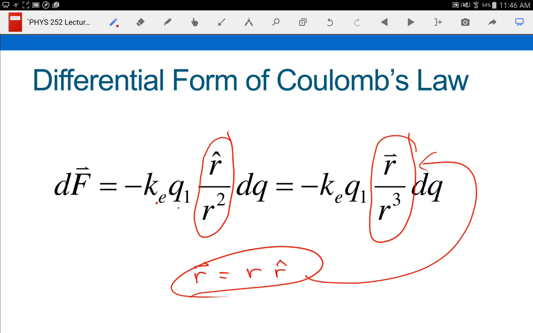I wrote it both ways because sometimes one form is more convenient and sometimes the other form is more convenient. So you always want to do your math in the most convenient form. I wrote it in both.